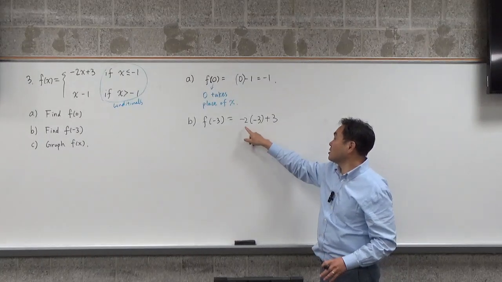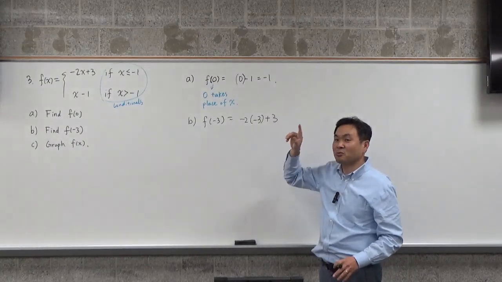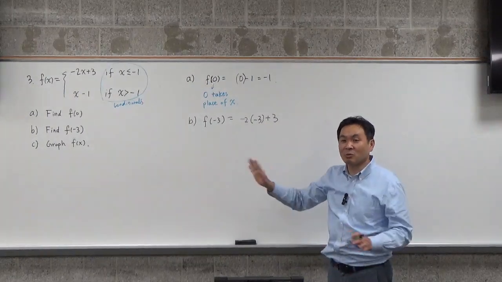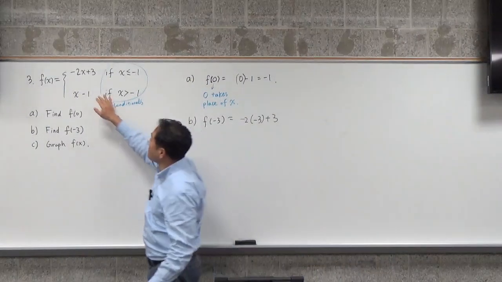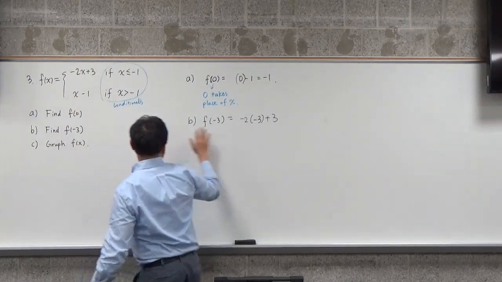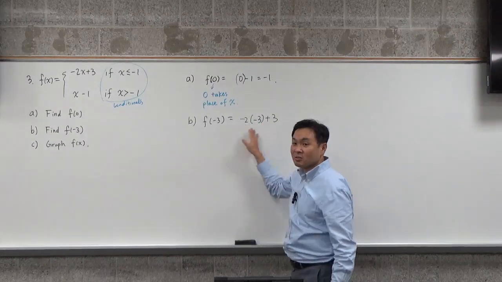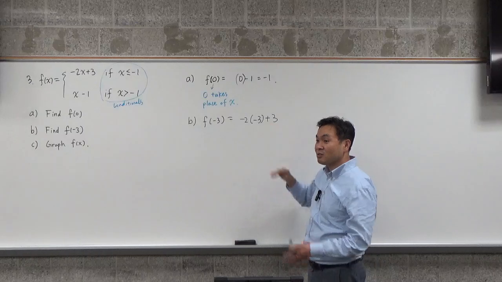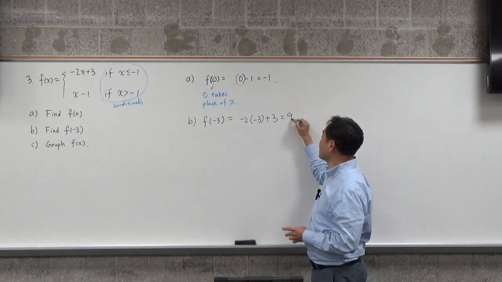If you don't have the parentheses, it's easy to fool yourself thinking, oh, it's negative 2 minus 3, which is negative 5. But that's not what we're doing. Negative 2 is multiplied to x, right? So when x is replaced by negative 3, you're multiplying negative 2 and negative 3, which is positive 6 plus 3, which is 9. So that's the value.